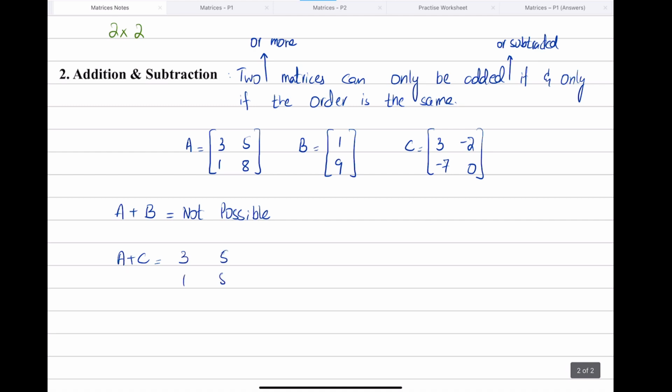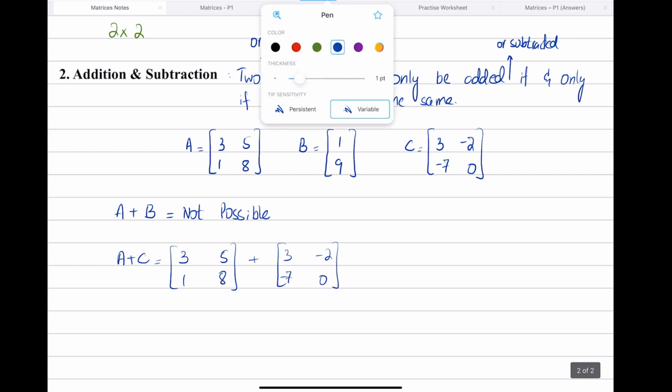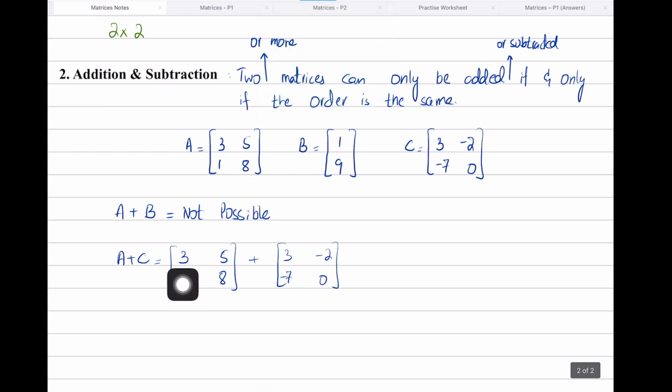Now how do we do A plus C? So 3, 5, 1, 8, plus 3, minus 2, minus 7 and 0. You add the corresponding elements. This 3 belongs to the first row and the first column, so it will be added to this 3 because this also belongs to the first row and the first column. Initially, I would suggest that you spread out your working and don't do it directly. Later on, if you want to do it directly, that's fine. But here's how I'm going to do it first. This 3 plus 3, and then 5 and minus 2 will be added because they're the corresponding elements. And then 1 plus minus 7, and then 8 plus 0.